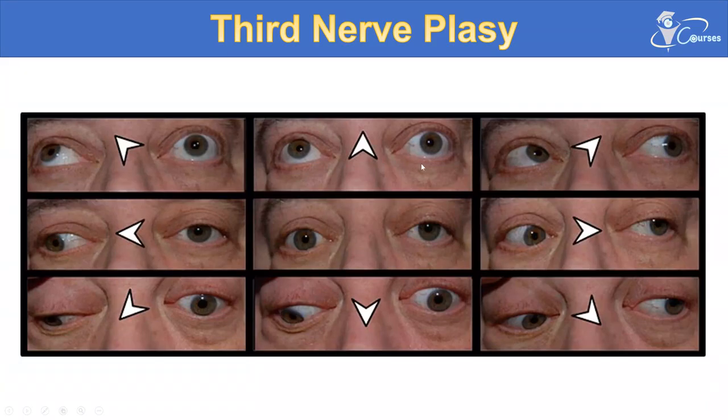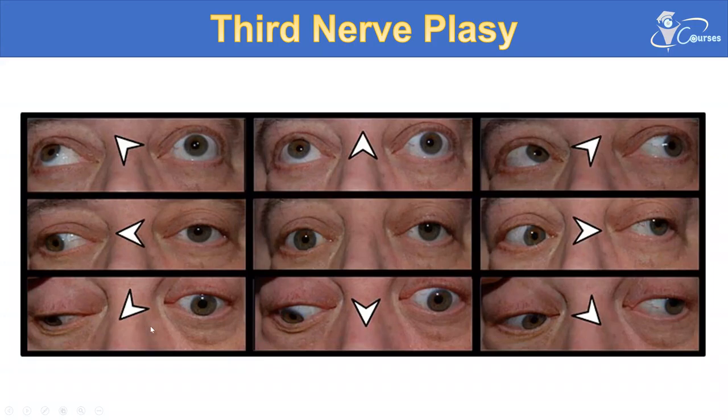And this limitation will be most obvious on looking up and in, or elevation in adduction, which is the site of maximum action of the inferior oblique. But on looking up and out, or elevation in abduction, there will be more or less normal elevation. Look here, when looking down, there will still be limitation of depression. And in looking down and out, there will be limitation of depression in abduction because of paralysis of inferior rectus.